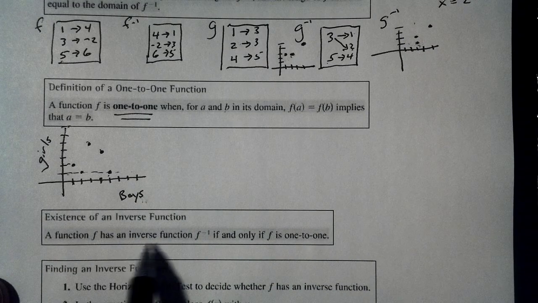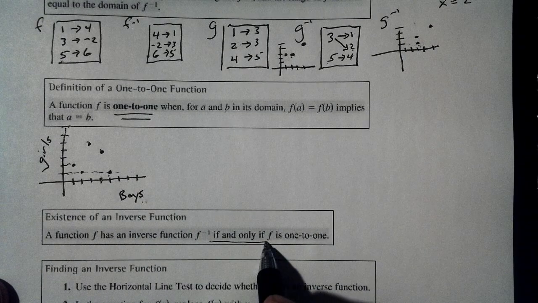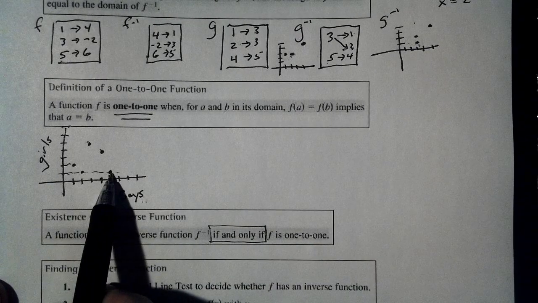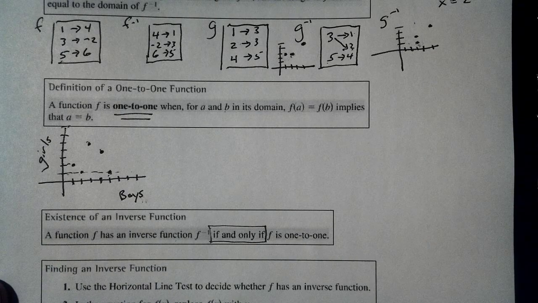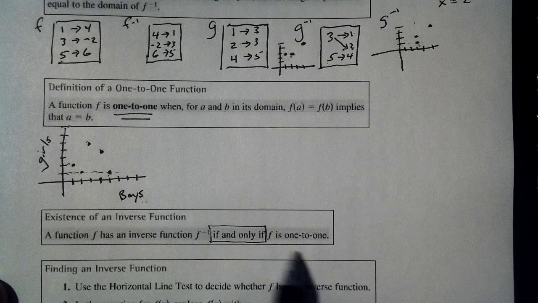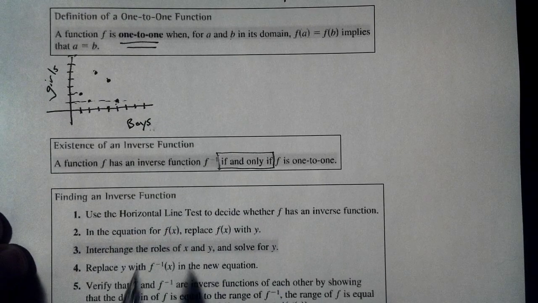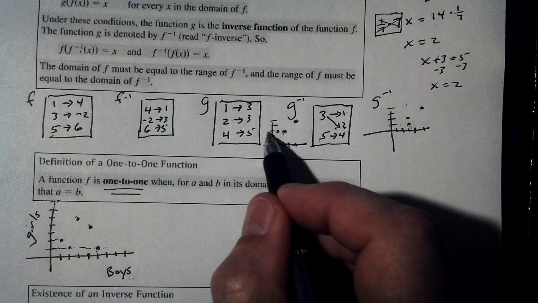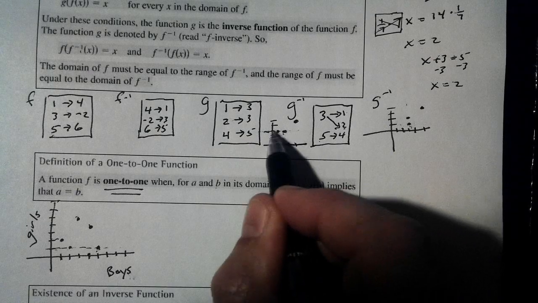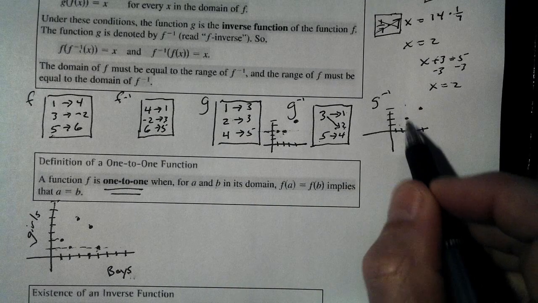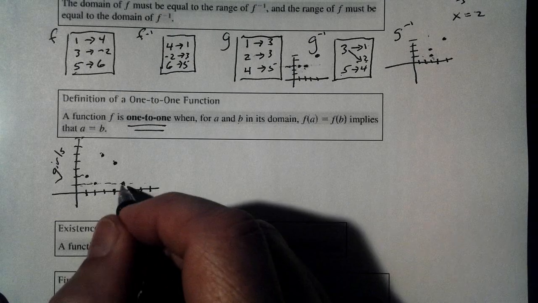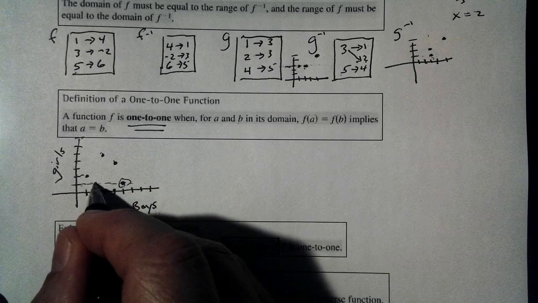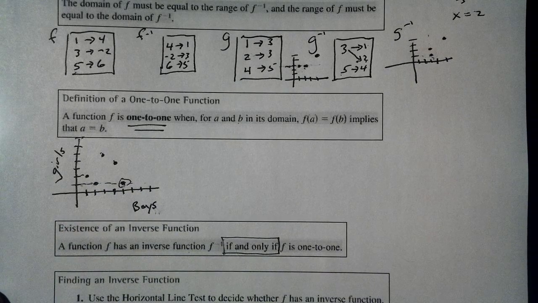A function f has an inverse if and only if, and that is a very strong tie, if and only if f is one-to-one. This is not one-to-one. It does not have an inverse function. Okay, in finding an inverse function, use the horizontal line test to decide whether it has an inverse function or not. This one has an inverse function. This one does not have an inverse function. This one is not even a function to begin with. Up until this one right here, it passes the horizontal line test and has an inverse function. But once I have that situation, no inverse function.